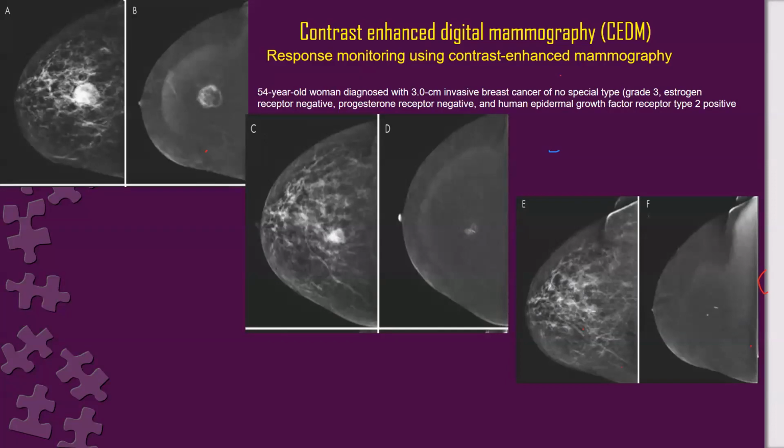Going to another indication, which is response monitoring using contrast-enhanced mammography. Can you tell me the difference between these images? Monitoring the response to chemotherapy effect.